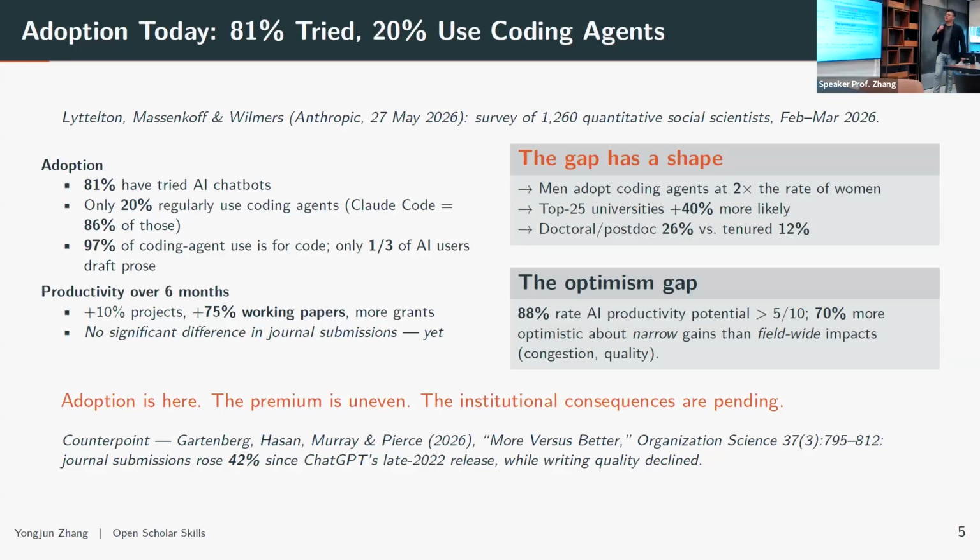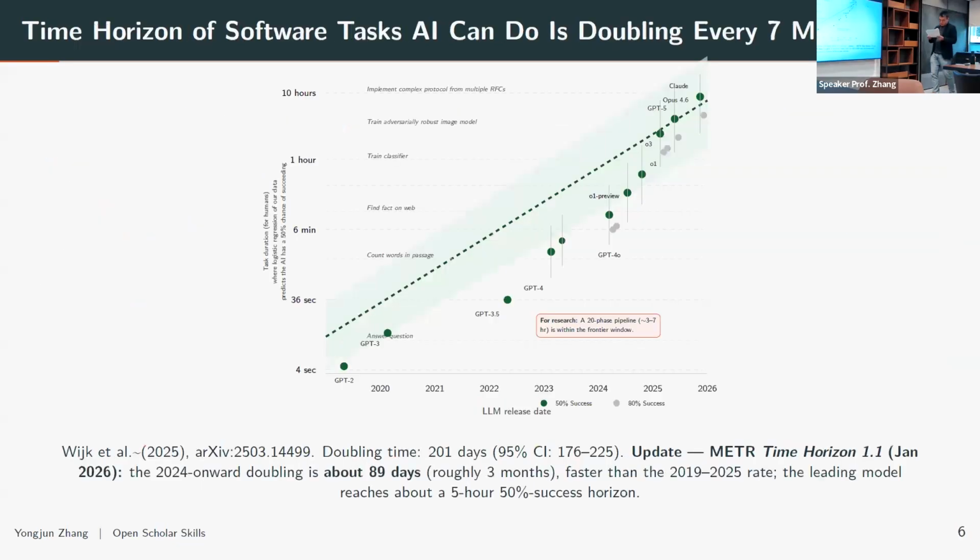The productivity premium is uneven. And the institutional consequences are still low, so not yet. But we should anticipate some kind of change soon. So here, why now?